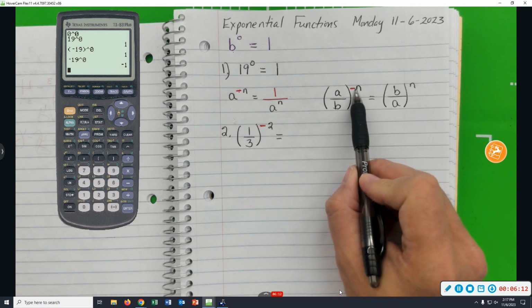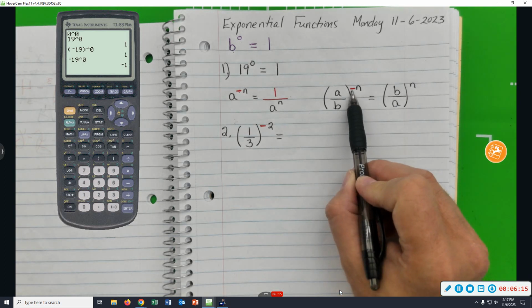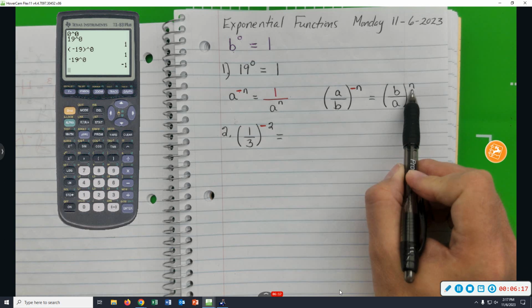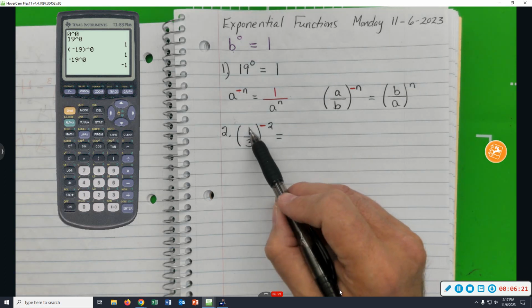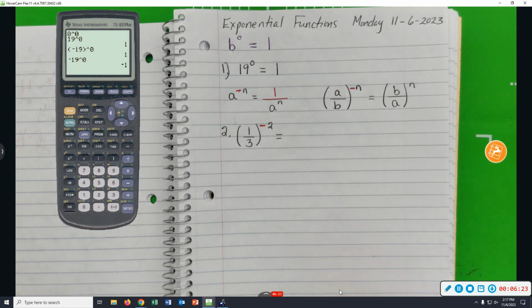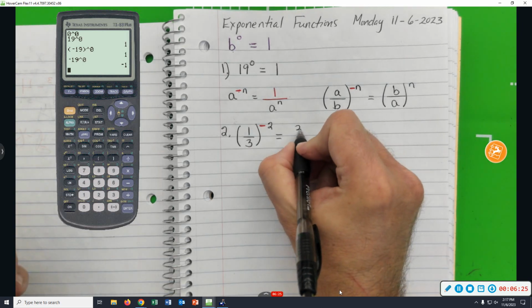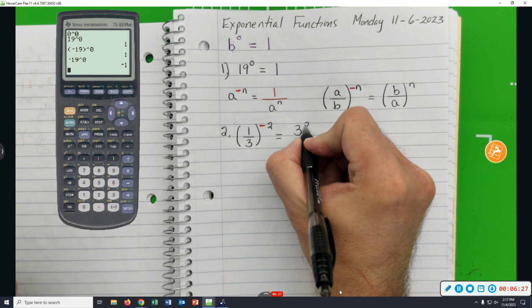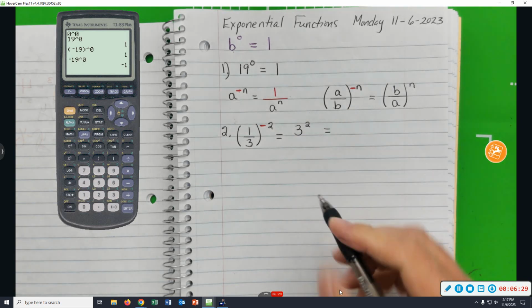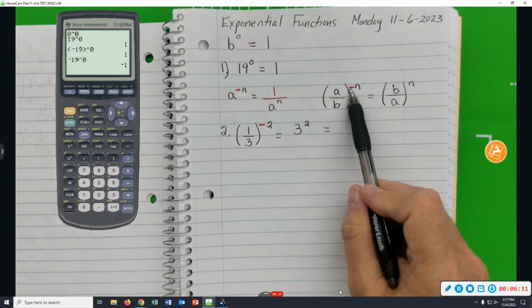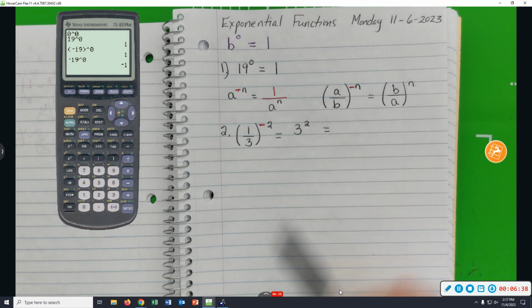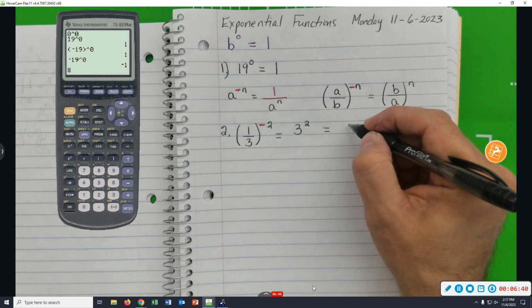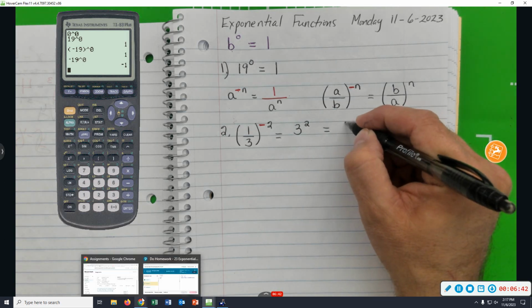So what does this rule say to do to change it from a negative exponent to a positive? Well, you flip the fraction. The reciprocal of 1 over 3 is 3 over 1, which I'm just going to write as 3. So flipping the fraction changes the negative exponent to a positive exponent. 3 squared, what am I going to punch in as an answer on this one? 9? Yeah.